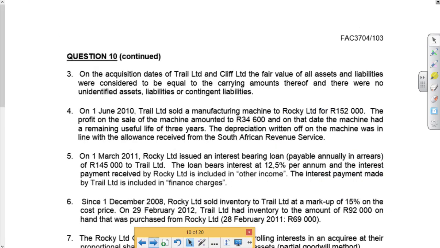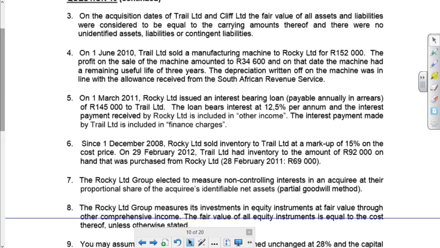Let's see what else there is here, just so we have a feeling. No adjustments to assets. Then Trail sold a machine to Rocky. Remember, it's upstream. Upstream ones affect NCI. Rocky issued a loan to Trail, so there's some intercompany interest and loans. Rocky sold inventory to Trail, so that one is a downstream. Downstreams are a bit easier.